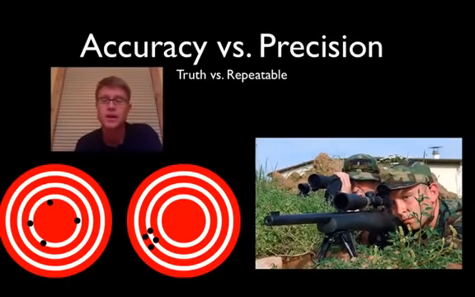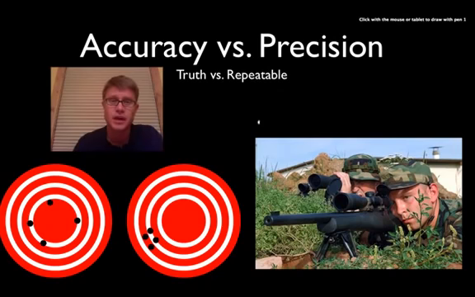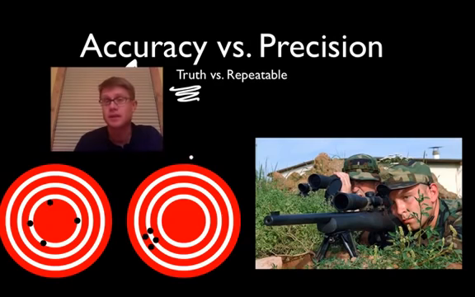So let's get started. We've got some snipers here, and snipers try to be both accurate and precise. What does that mean? Well, accuracy refers to truth. In other words, how close you are to the right accepted answer. Precision, however, refers to repeatability.